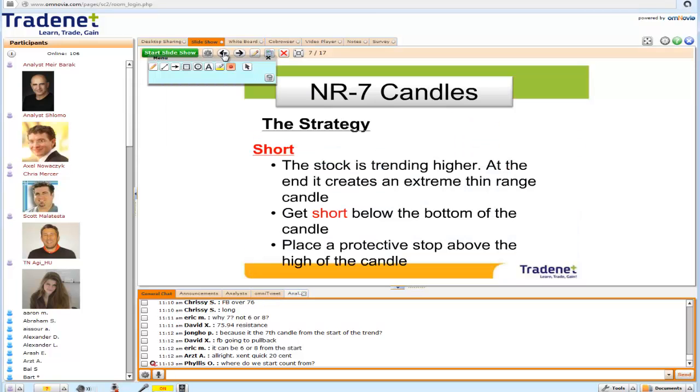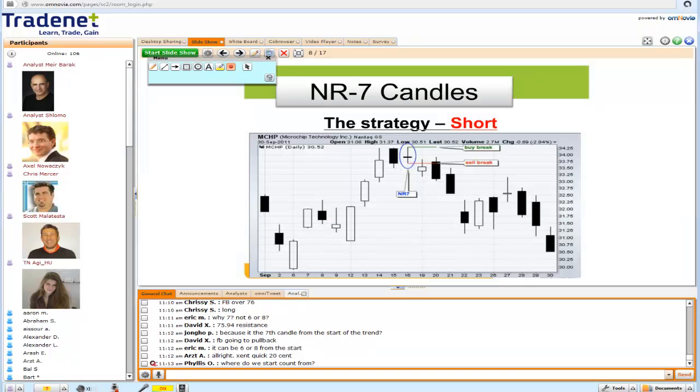All right, and now we want to get short below the bottom of the candle if we are swing trading. So just place a short stop below the low of this candle. If we are day traders and want to trade this daily pattern on an intraday chart, we are just using an ORB technique, the opening range breakdown. That means we just sit down with our arms crossed during the first 5 minutes of action, and then place a short sell below the low of the 5 minute bar, and use any money management you know, as you would on any other pattern, to take profits on this one.